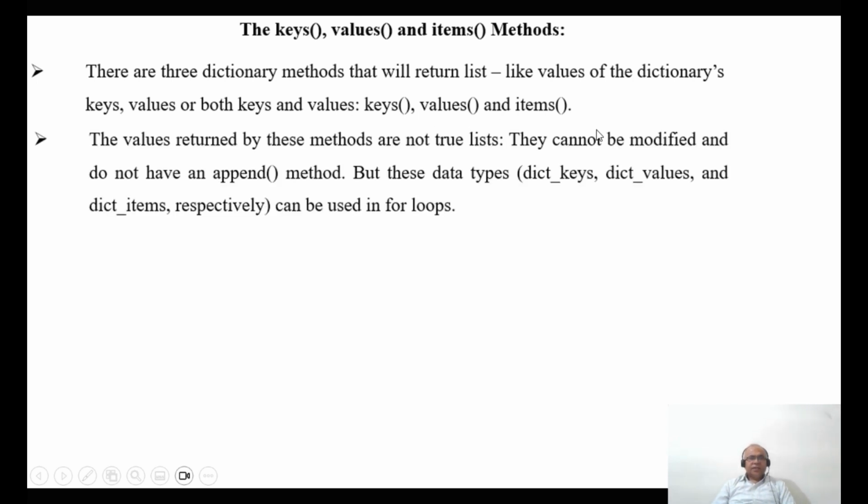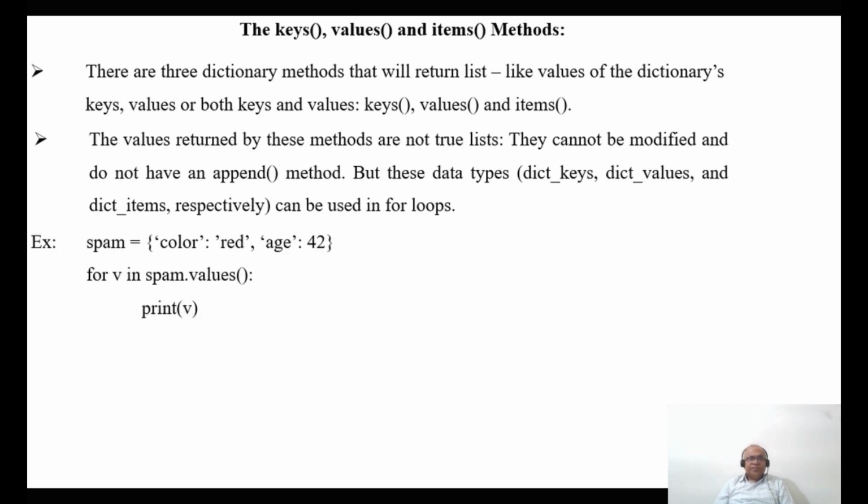The values returned by these methods are not true lists. They cannot be modified and do not have an append method, but these data types, which are dict_keys, dict_values, and dict_items respectively, can be used in for loops.